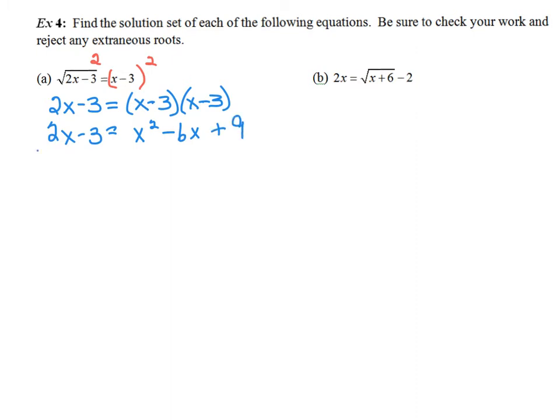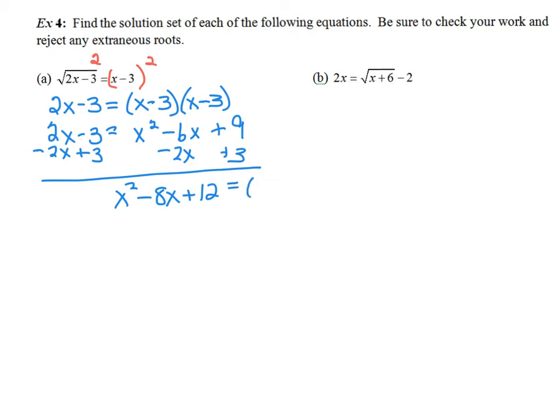Now let's go ahead and subtract 2x from both sides of the equation. And let's also add 3 to both sides of the equation, because we want to write this equation in standard form. So I now have x squared minus 8x plus 12, and there's nothing left on the other side, so I'll say equals 0. Do you notice that this equation is once again a quadratic equation?